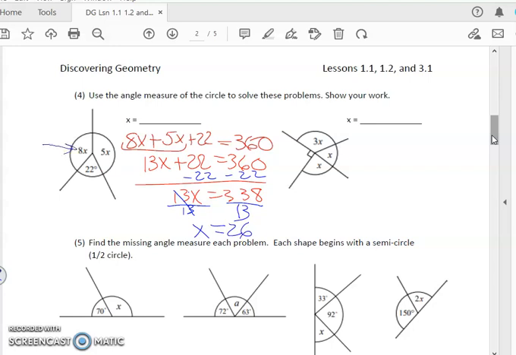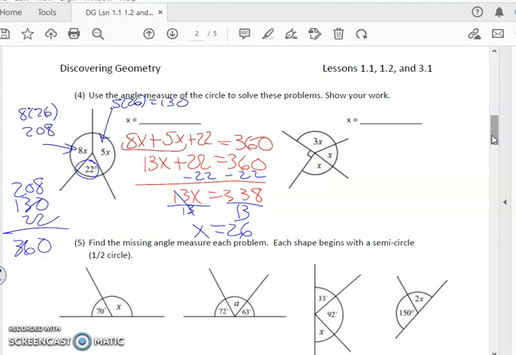So if I would go back to the problem and take 8 times 26, that would be the actual measure of the piece on the left here, which is 208 degrees. If I take the other piece and take 5 times 26, that's 130 degrees. And so if I add 208 to 130 and then the 22, the third piece, those three answers should add up to, which they do, 360 degrees. That's kind of our check. So the first answer is 26.